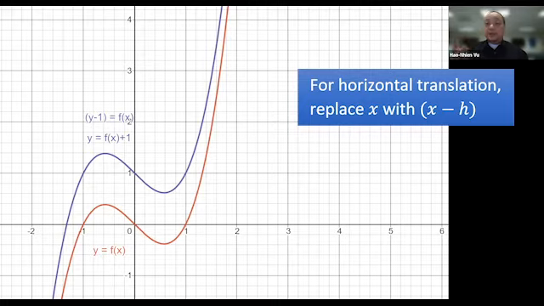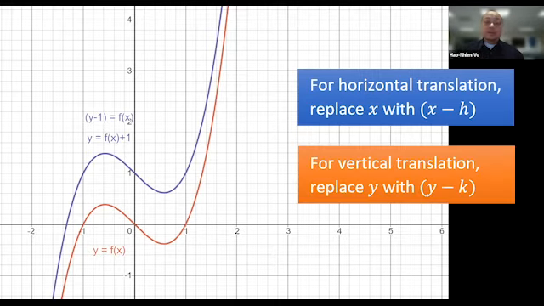For left and right translation, meaning horizontal translation, the same direction as the x-axis, you replace x by x minus h. To do vertical translation, meaning along the direction of the y-axis, you replace y by y minus k. This is the kind of transformation we do later when you learn about the circle, where the original equation of a circle that you will learn will have the center at 0, 0. And if you move the center somewhere else, then you replace x and y with x minus h and y minus k. That's graph transformation.